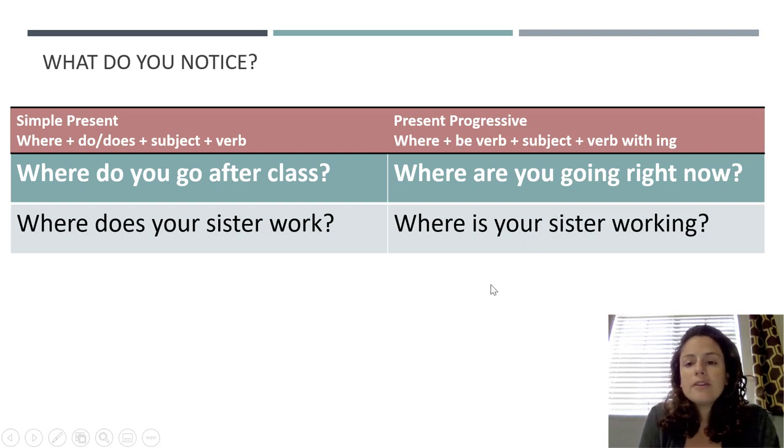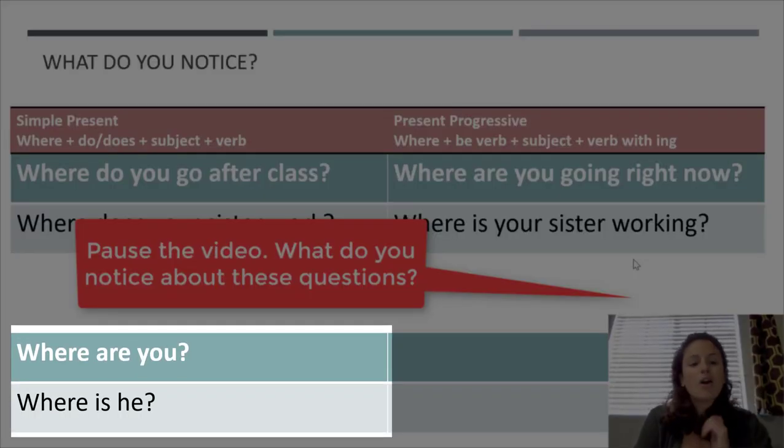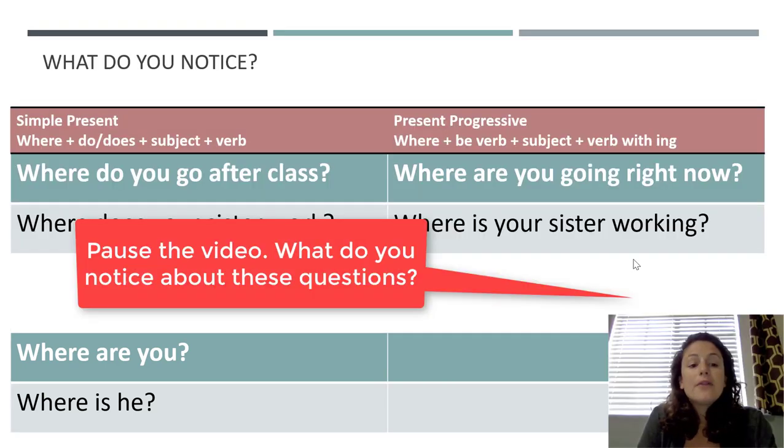For present progressive, the rule is a little different. We have where plus the be verb, where are, where is, plus the subject, you or your sister, and then the verb with ing, going, working. All right, let's do this again. Here are 2 more sentences. What do you notice about these?